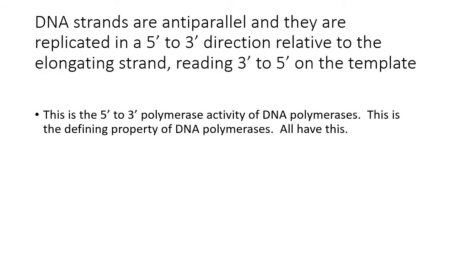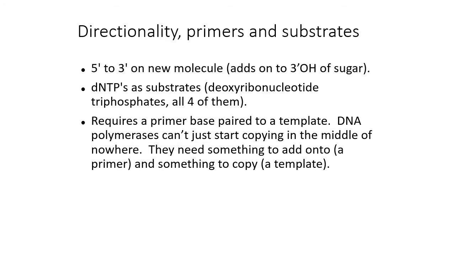All right. So in terms of the normal synthesis, the DNA strands are antiparallel and they're replicated in a 5' to 3' direction relative to the elongating strand. So that's the defining property of DNA polymerases. They use deoxyribonucleotide triphosphates as substrates and require a primer base paired to a template. DNA polymerases can't just start copying in the middle of nowhere. They need to add on to something, a pre-existing molecule base paired to a template.